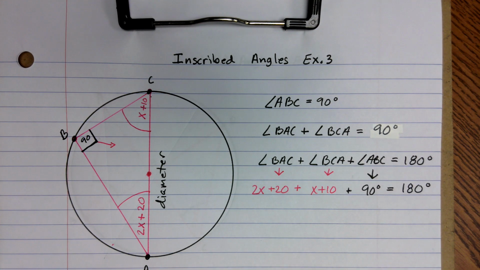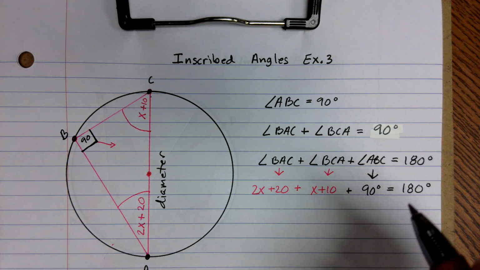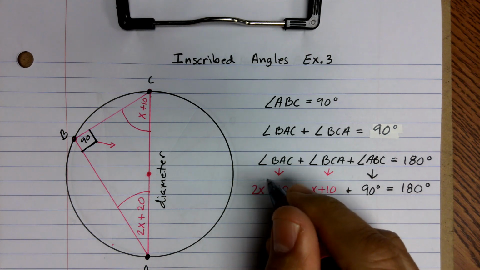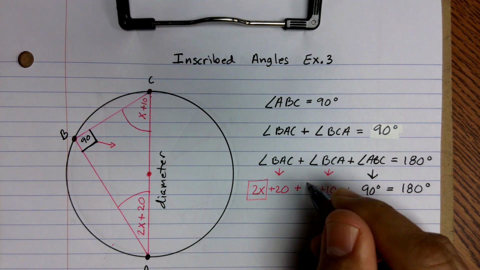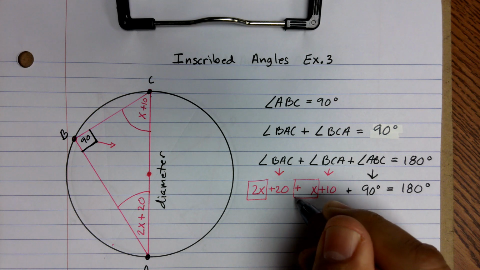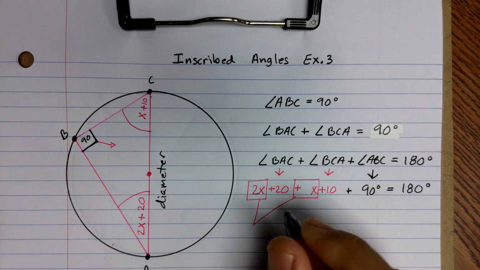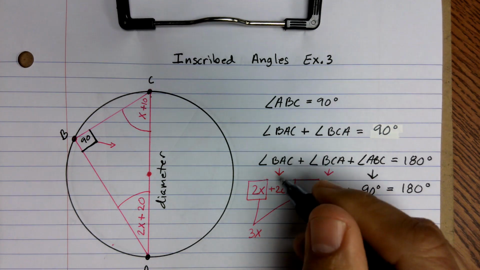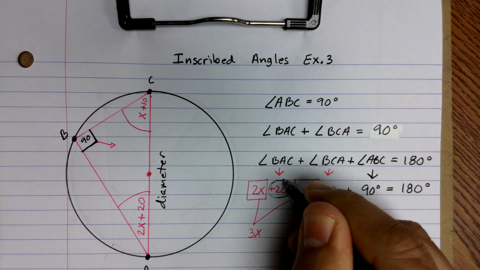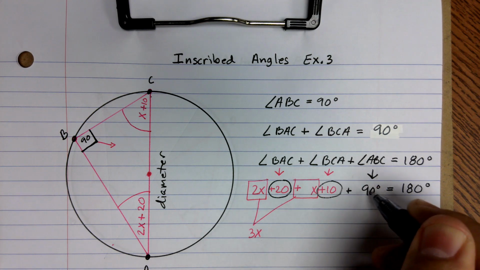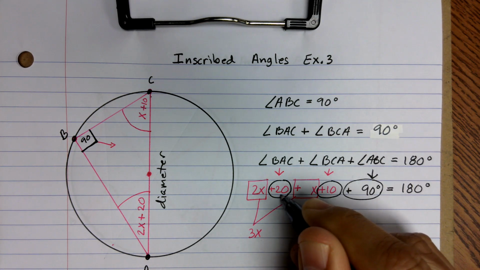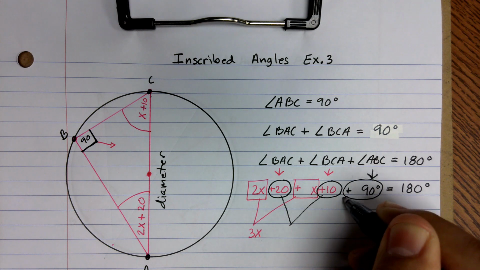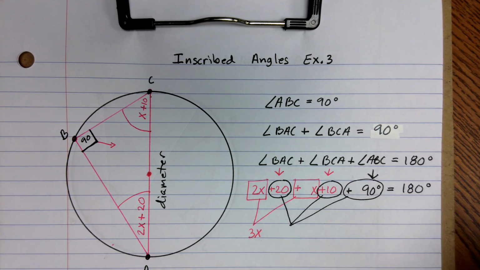So at this point, we just got to combine like terms. And once we combine like terms, we can then isolate the variable. So let's go ahead and do that real quick. I'm going to box it. This is a 2x, and this is just a single x. So I'm going to put those together. 2x plus 1x leaves me with 3x. And then I'm going to circle this positive 20, positive 10, and positive 90. And we're going to put all three of these values together. We're going to add them up.